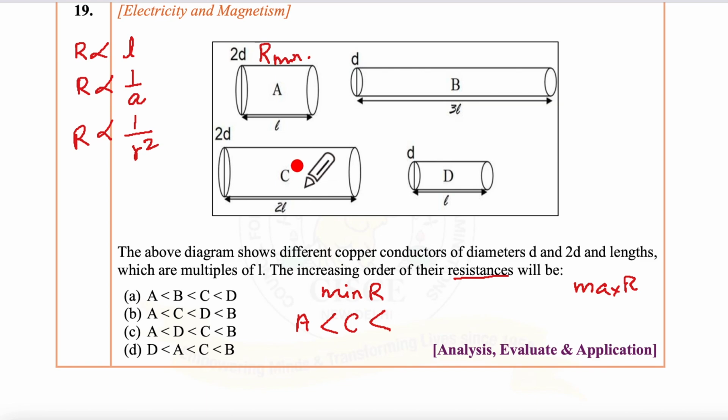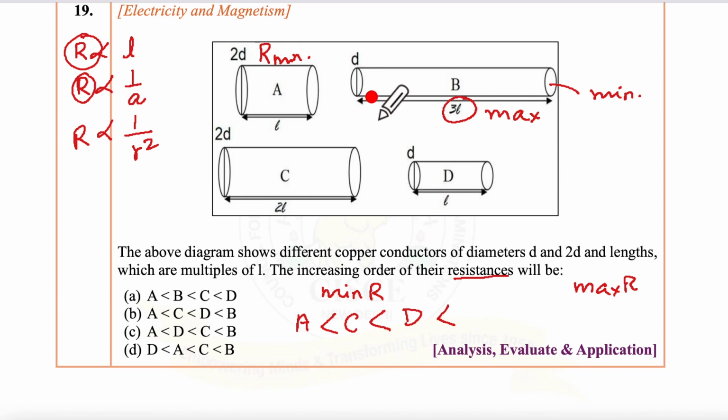So from this C, I have to increase the resistance. So I must reduce the area of cross section. So we'll have to take this so that the resistance of D will be more than C. Here, the length of this copper wire is maximum and the area of cross section is minimum. So can you see, maximum length will increase the resistance and minimum area of cross section also will increase the resistance. And so B will have the highest resistance.